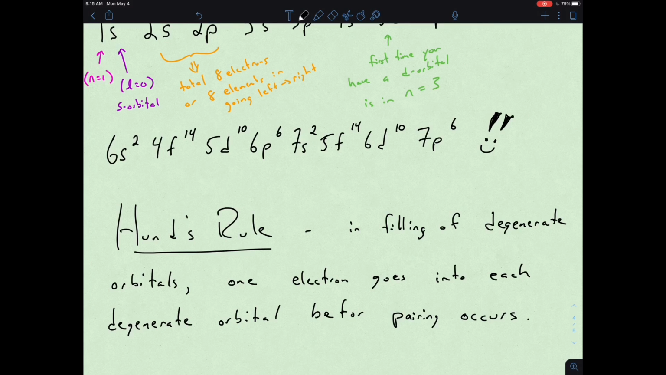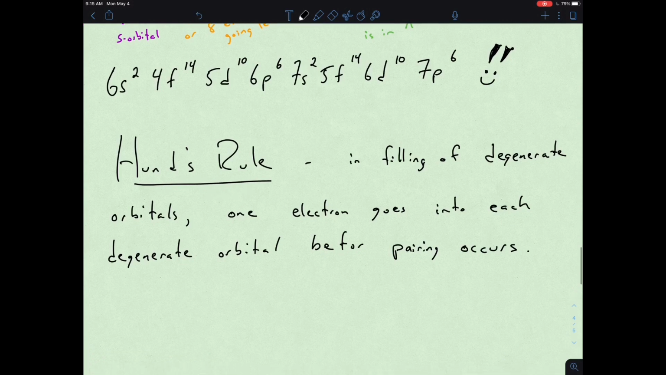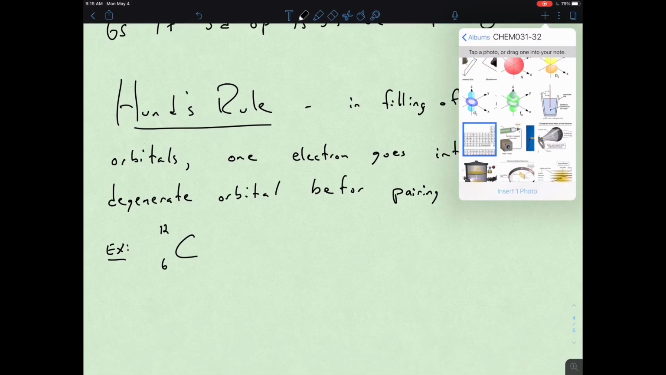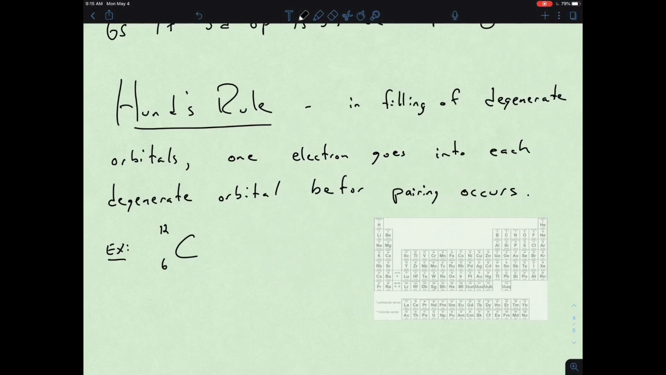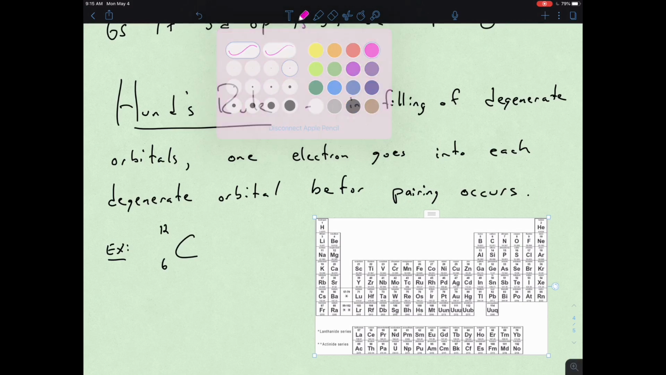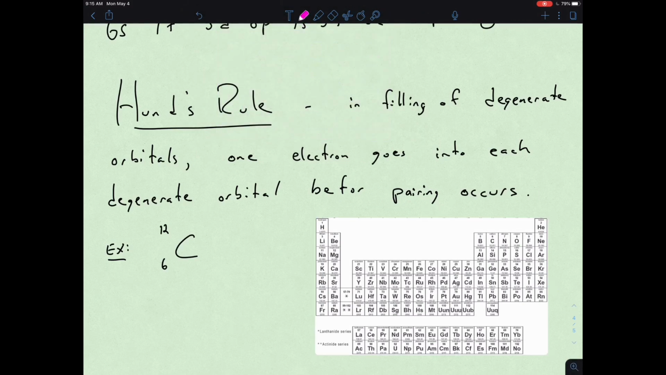So if we look at an example of this, we could look at carbon. Carbon has an atomic number of 6. And if we bring in a periodic table here, a smaller one, just to give a sense of where we're looking, right, we're right here with our carbon atom.